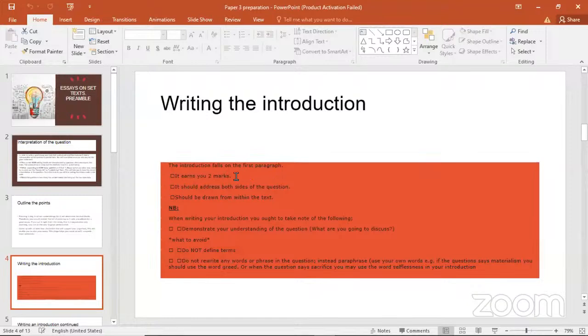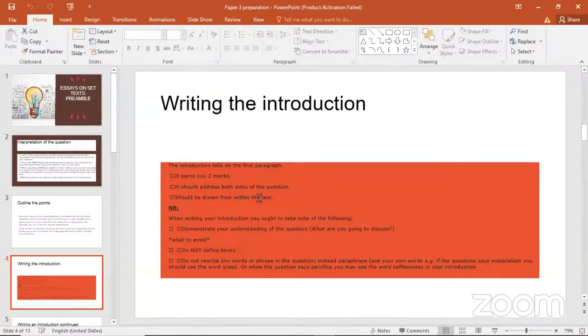Like I've said, a well-written introduction will earn you 2 marks. It should address both sides of the question. Like we looked at as we were talking about the interpretation of the question, a question has two parts. You must address both parts in your introduction. So the two parts, there is the action and the reaction. There is the virtue, if you're talking about a virtue, and the reward. There is the vice and the punishment. So your introduction should bring that out.